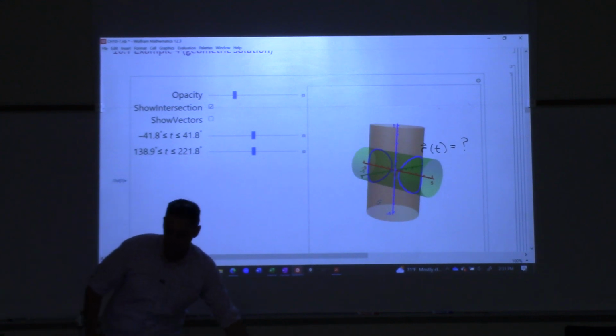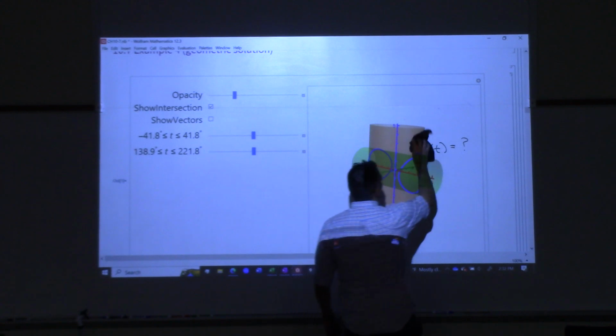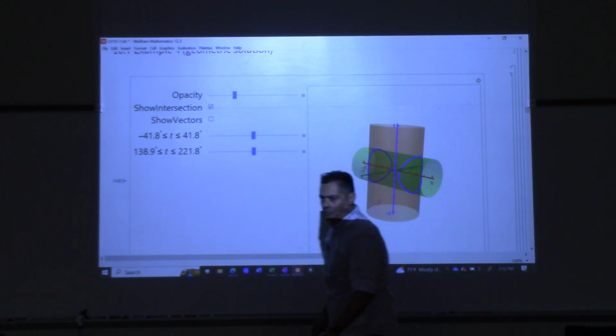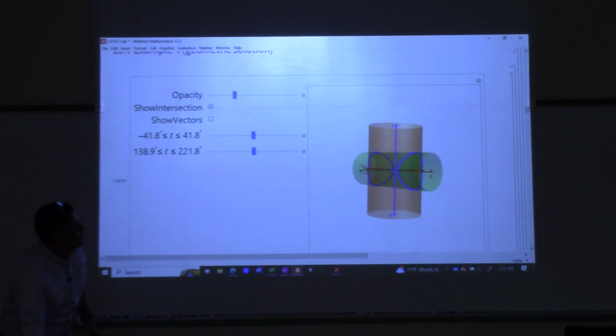What are you thinking? Just take the formula for the green cylinder, and you find its domain. Wait, say again. The intersection is the point of intersection. So all you have to do is find the green cylinder.